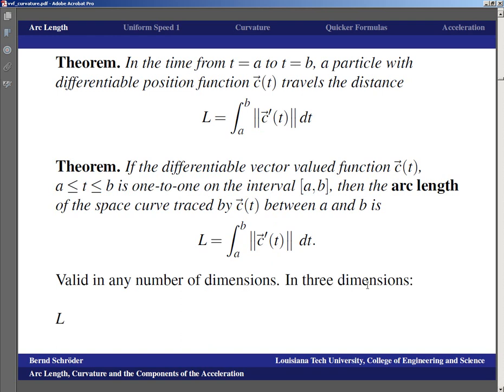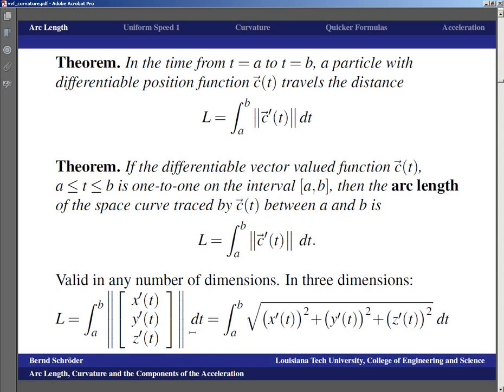And so, for example, in 3 dimensions, the length would be the integral from a to b of the norm of (x prime, y prime, z prime) dt, and that would be the integral of the square root of the sum of the squares. So that would be the integral from a to b of the square root of x prime squared plus y prime squared plus z prime squared dt. What you can see here already is that these integrals will not be pleasant to compute, because you would have to compute the integral of a square root, and you don't have anything outside the square root to do substitutions, and that is characteristic actually of arc length integrals.